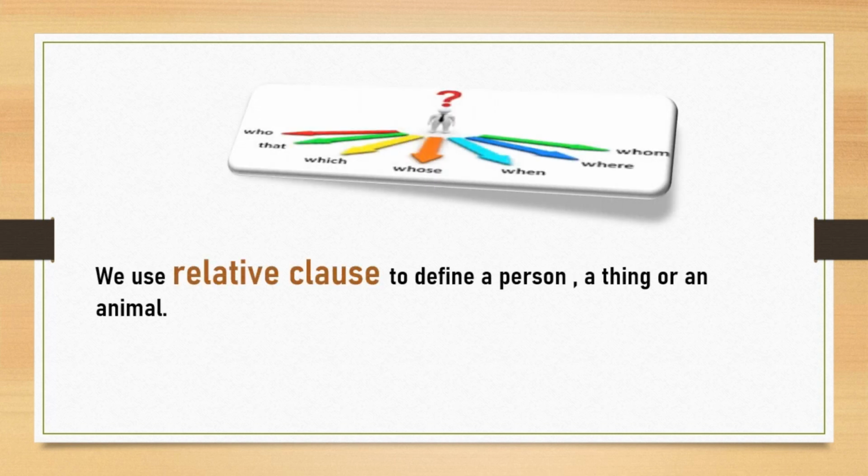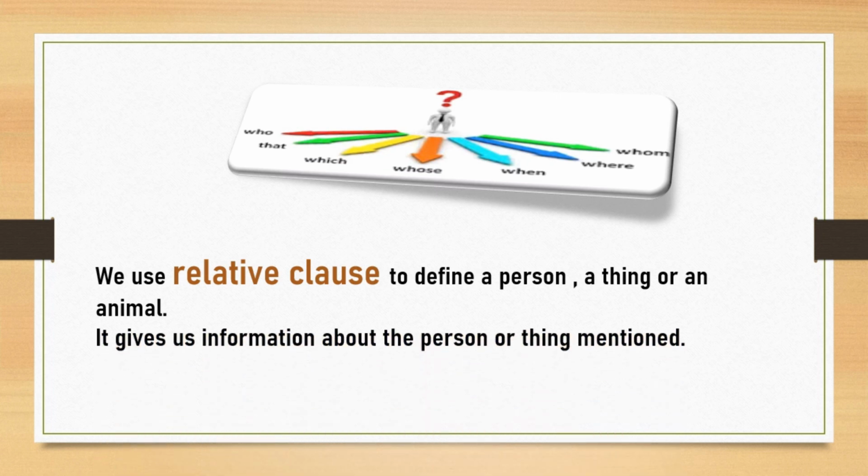We use relative clauses to define a person, a thing, or an animal. It gives us information about the person or the thing mentioned.